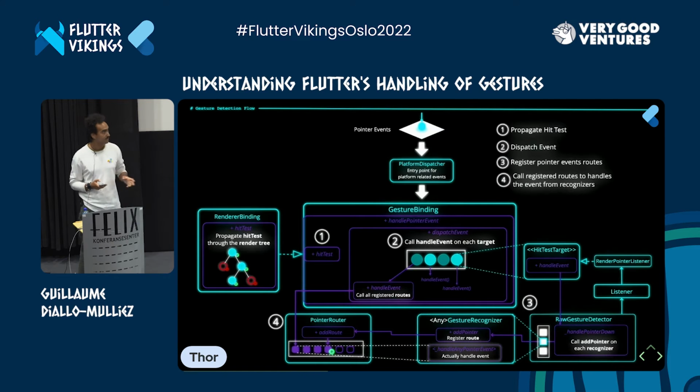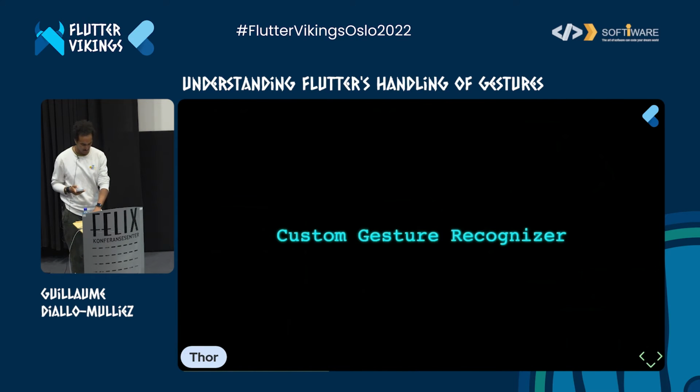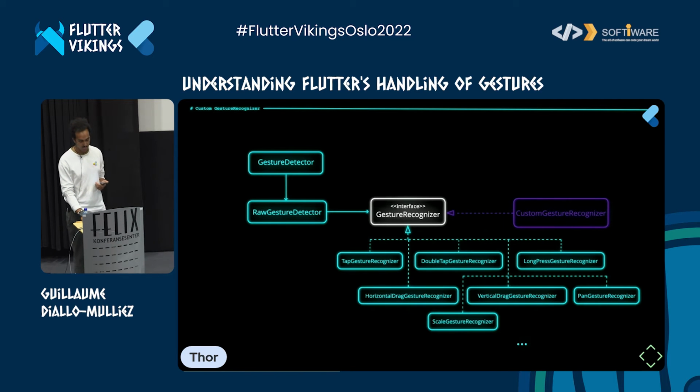Now, I grant you that that's not a simple explanation. So let me give you an example of how things look when we actually implement a custom gesture recognizer. To implement a custom gesture recognizer, as I mentioned, we are going to implement the gesture recognizer interface. You can note that you do not have to directly extend this interface. You can also extend, for example, the pan gesture recognizer and build upon it, so you don't have to reinvent the wheel at that point.